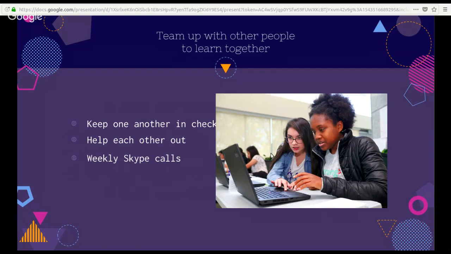And you can create your own Facebook group or whatever, and share your learning experience with other people. This will definitely help you keep one another in check. That's a very important thing, because sometimes when you learn, you may be a little bit lazy, you know how these things go. So being accountable with other people will streamline your learning process. And at the same time, you can help each other out.